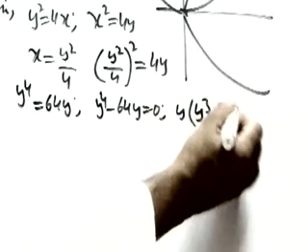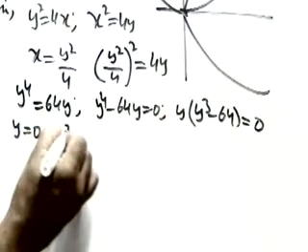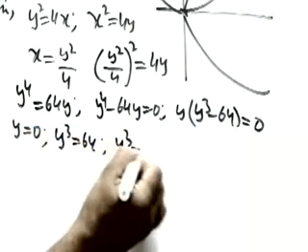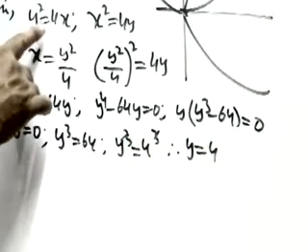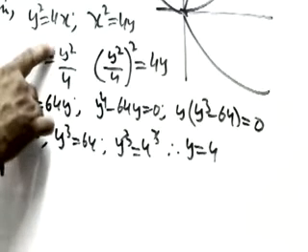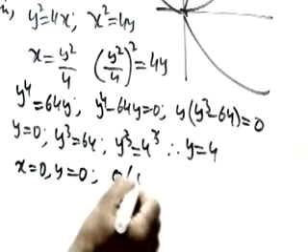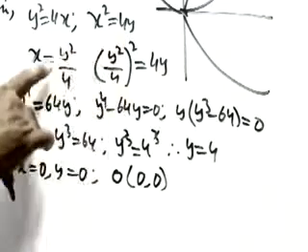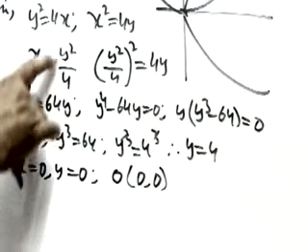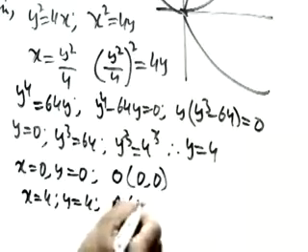You take y common, this will become y into y cube minus 64 equals to 0. Now separate this: y equals to 0, and y cube equals to 64, which is nothing but 4 cube. So therefore y equals to 4. Now put y equals to 0, x will become 0. Therefore x equals to 0 means y equals to 0. This is one point, the origin. Another, if we put y equals to 4 here, 4 square is 16, 16 by 4 will be 4. So when x equals to 4, y is also equal to 4. Let me denote this by 4 comma 4.